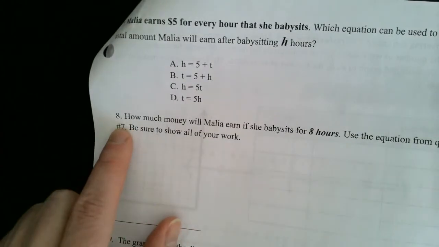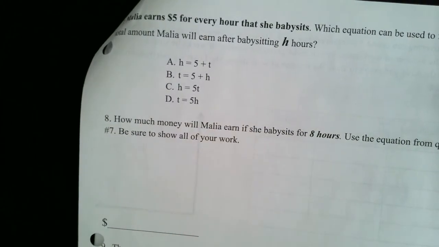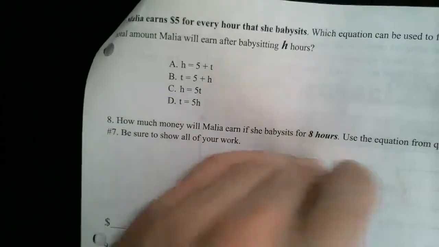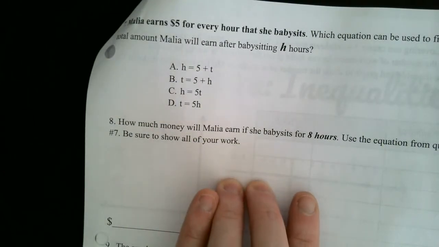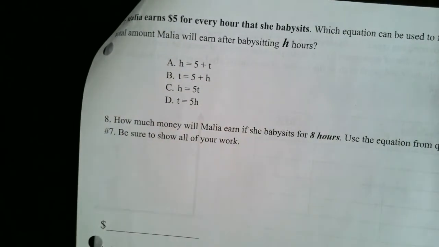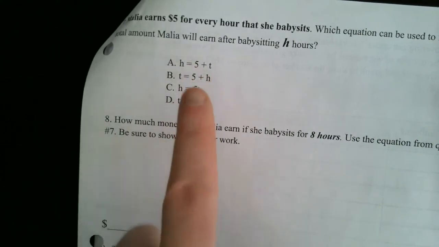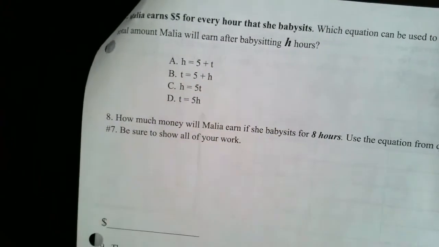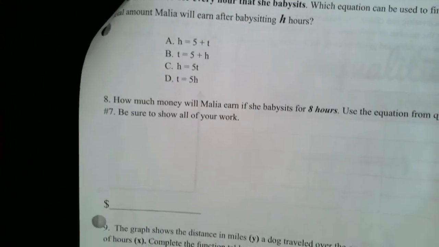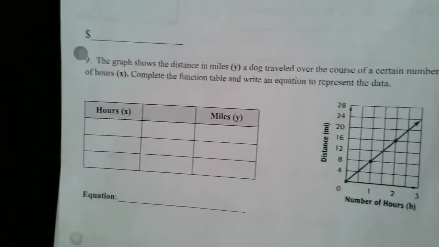Number 8, how much money will she earn? So you're going to use the equation. Meaning, you're going to first write the equation, you're going to substitute in 8 for the number of hours, and you're going to find out her total. So you're going to use your answer for number 7. Whatever equation you pick here, you're going to use it in number 8 to find the total amount she'll earn after 8 hours.